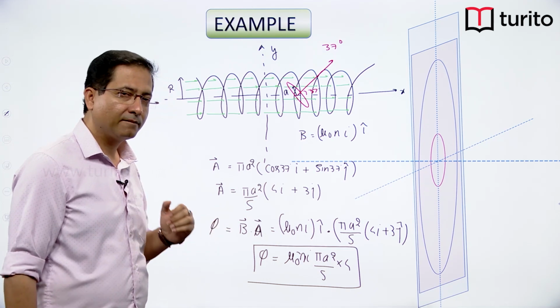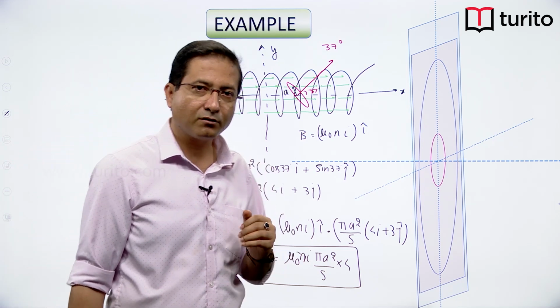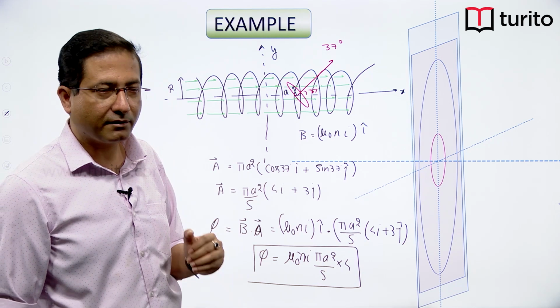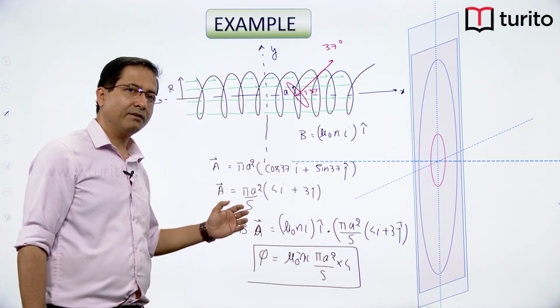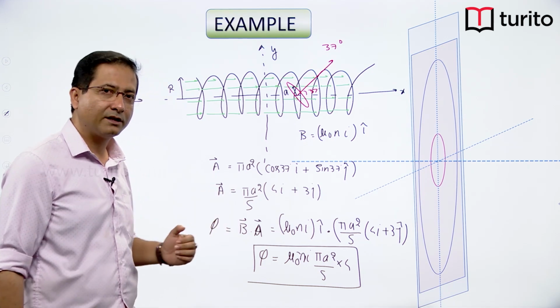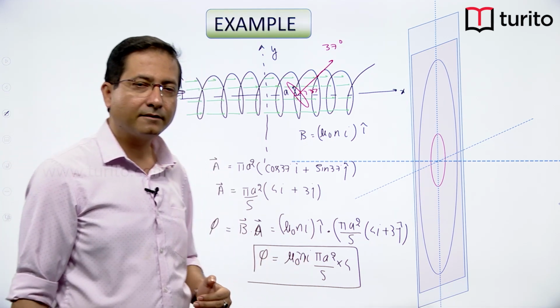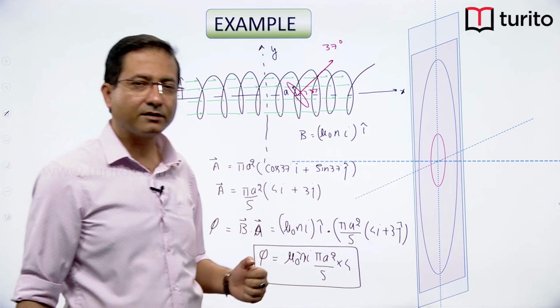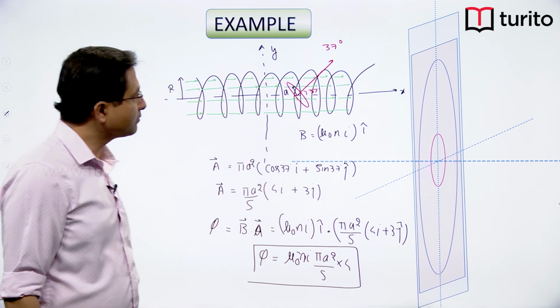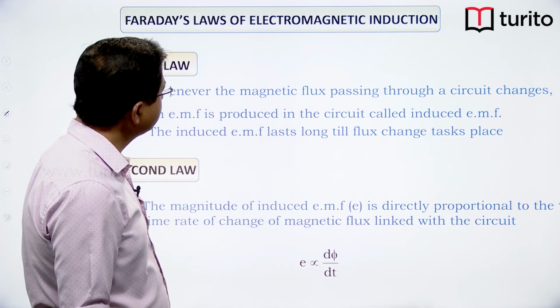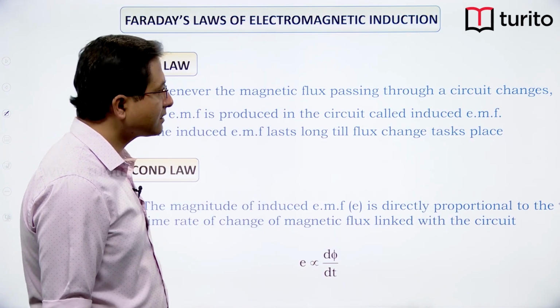The only thing we require is the direction of the magnetic field and the direction of the area vector. Once we have these two, we can easily find the flux. If the magnetic field is variable, then you need to integrate. If it is constant, then you can directly multiply with the area vector and get the answer. Now, this part is clear.